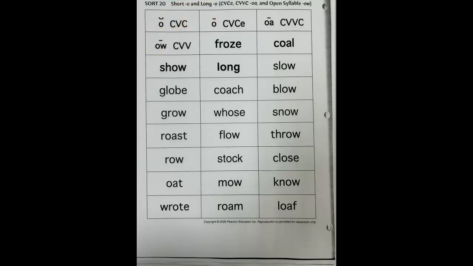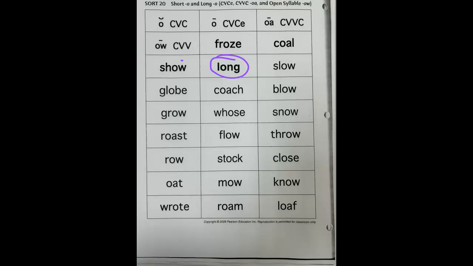Our first pattern, this little loop right here, the little curved line, means that it is a short sound. So we're going to focus on the vowel O. Short O makes the ah sound, doesn't say O, makes the ah sound. And we're going to look for consonant, vowel, consonant. So for example, we have long, long. L is our consonant, O is our vowel, N is our consonant. It makes the ah sound, long.